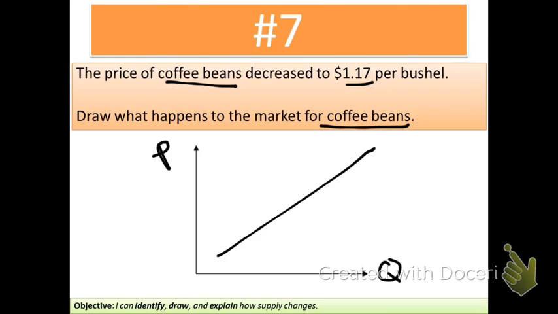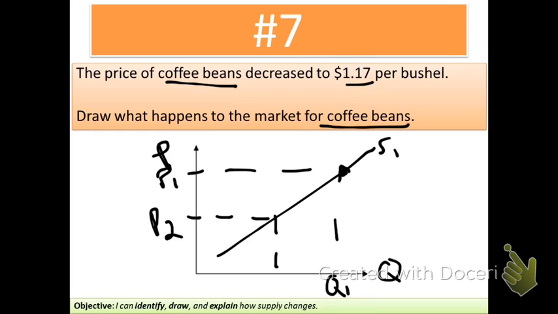And so we can draw our supply curve, S1. We have P1 and quantity 1. And then if price goes down, we'll draw our P2 below our P1, quantity 2. And we're going to have movement down the supply curve, which is a quantity supply decrease. So there you go.